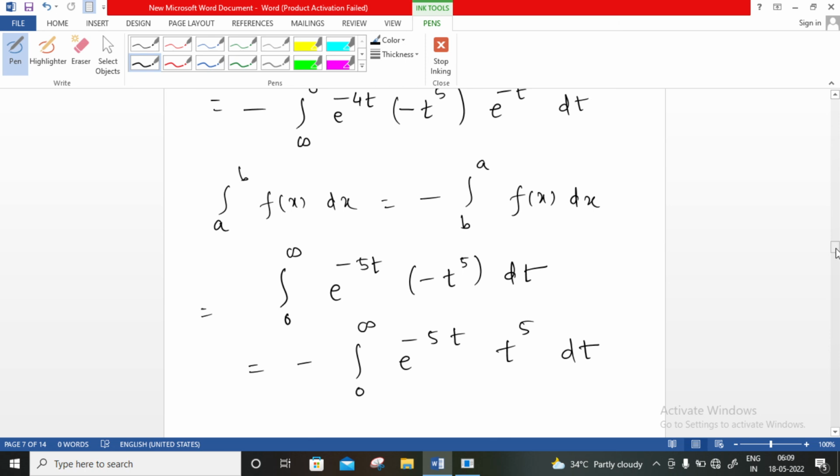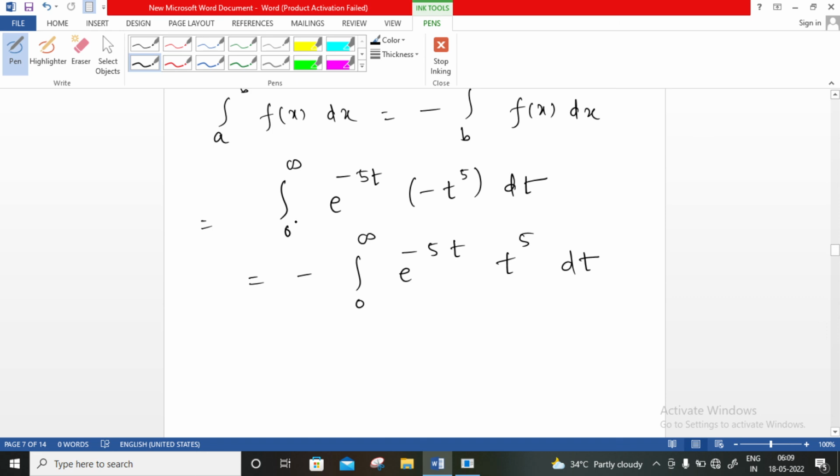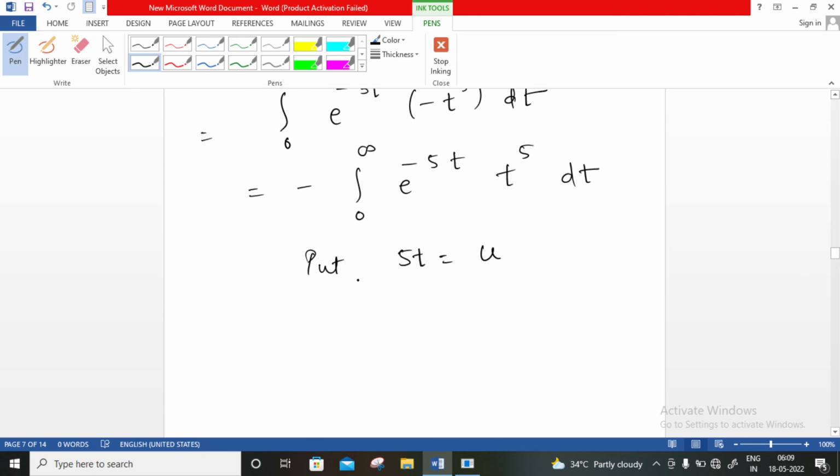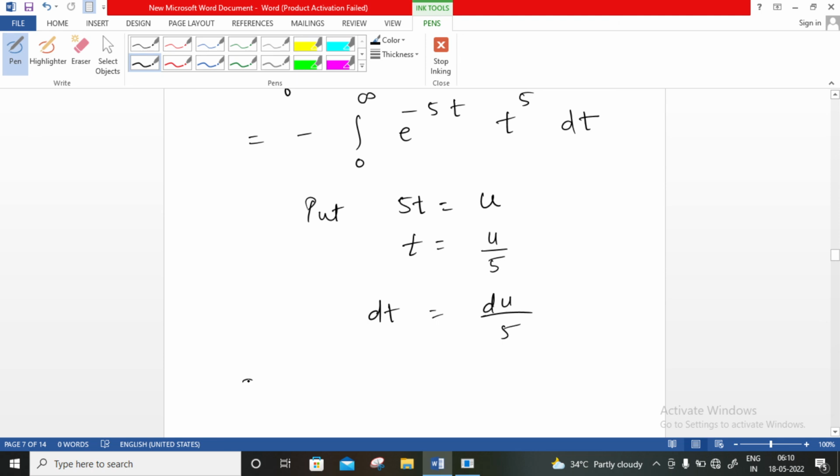In the exponential power, here is a constant term multiplied with the linear term. So again you put this power in terms of another variable because you want only a linear term. So you put 5t equal to a new variable u. So t becomes u by 5, and dt becomes du upon 5. Now you check its limits also. When you put t equal to 0, u becomes 0. When you put t equal to infinity, automatically you get u as infinity. So I skip these terms.